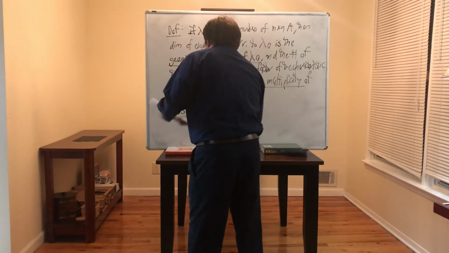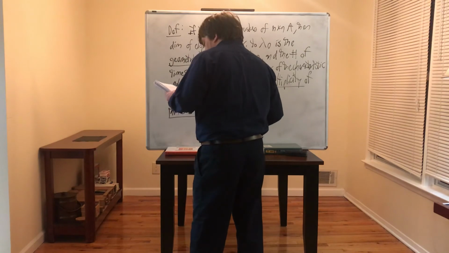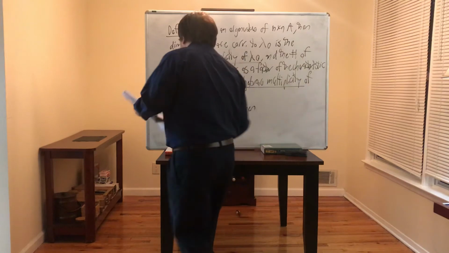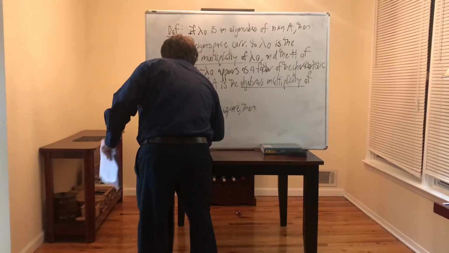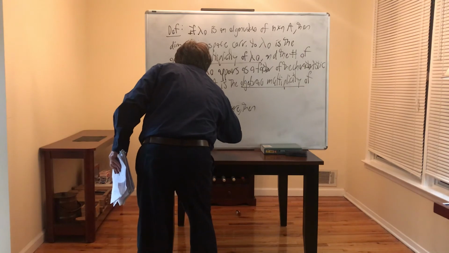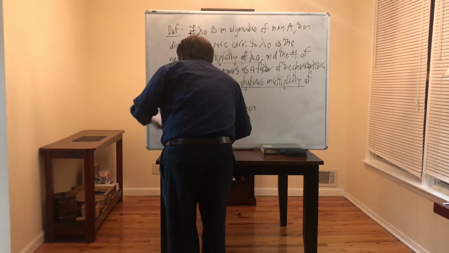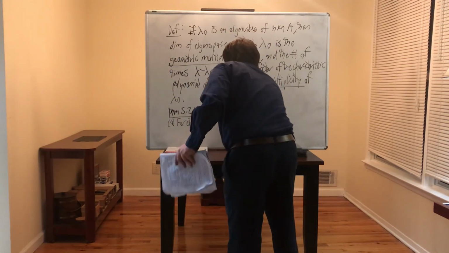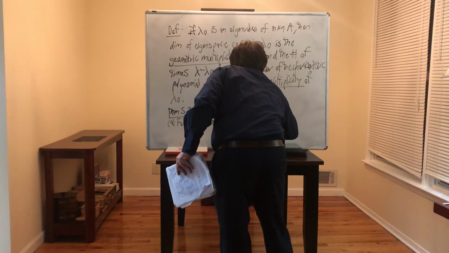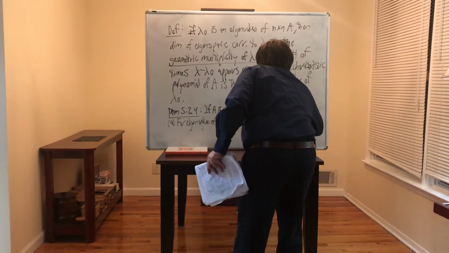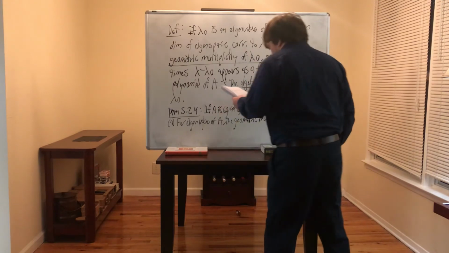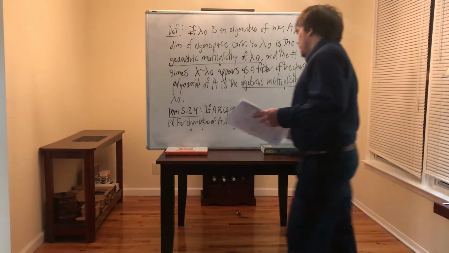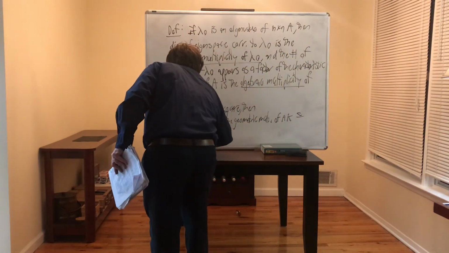And that theorem says if A is a square matrix, then the following two things. A, for every eigenvalue of matrix capital A, the geometric multiplicity is less than or equal to the algebraic multiplicity.